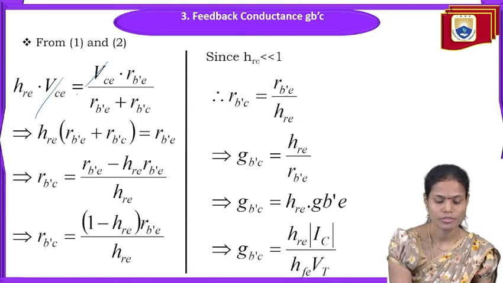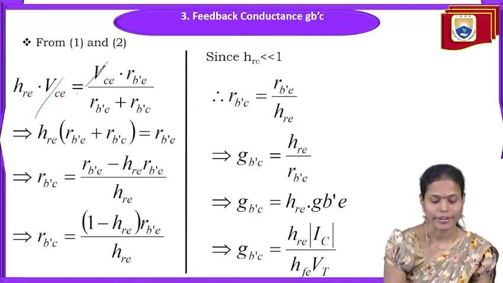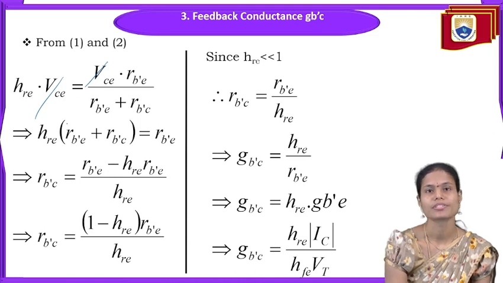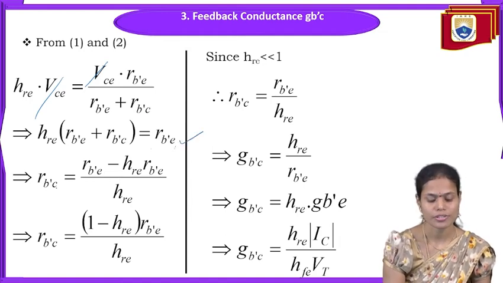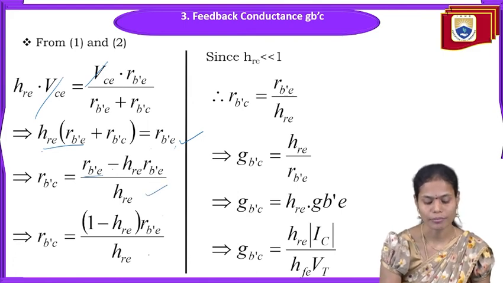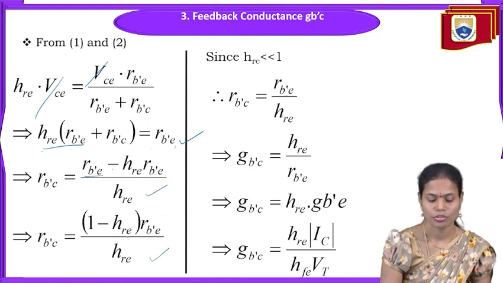So here VCE will get cancelled, and if you cross multiply this one, we will get HRE into RB'E plus RB'C is equal to RB'E. And from this, if we write RB'C and send this particular term to the right side, we will get RB'E minus HRE into RB'E divided by HRE. And if you take RB'E common, you will get this much.